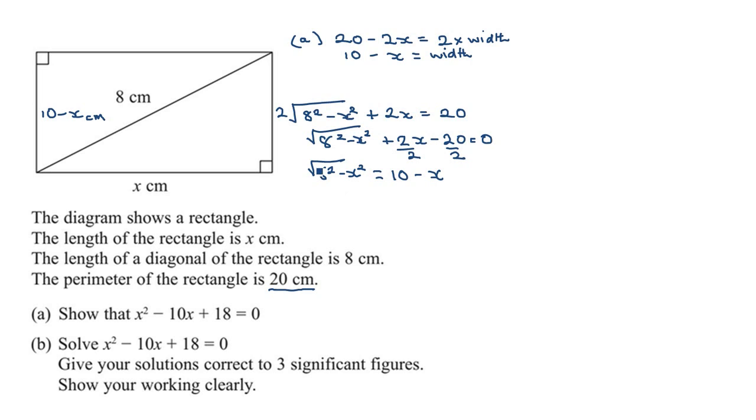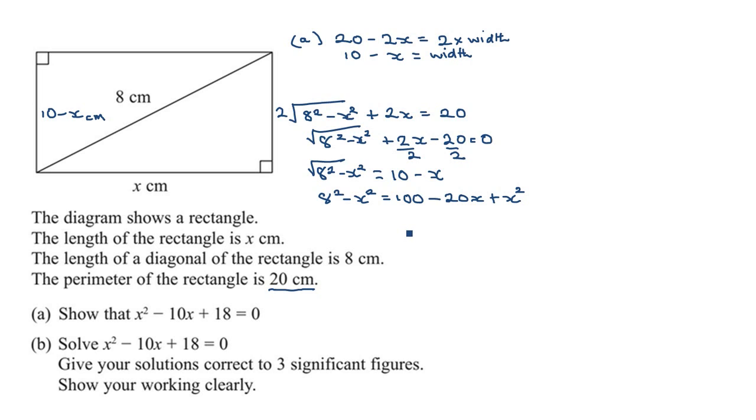Well, to get rid of the square root sign now, I can simply square both sides. So I've now got 8 squared minus x squared on the left hand side, and on the right hand side, if I think of this in 2 brackets, I've got 10 minus x times 10 minus x, which would be 10 minus x squared. So expanding my brackets, I've now got 100, so that's 10 times 10. 10 times minus x gives me minus 10x, and minus x times 10 will give me minus 20x, and then minus x times minus x gives me positive x squared.